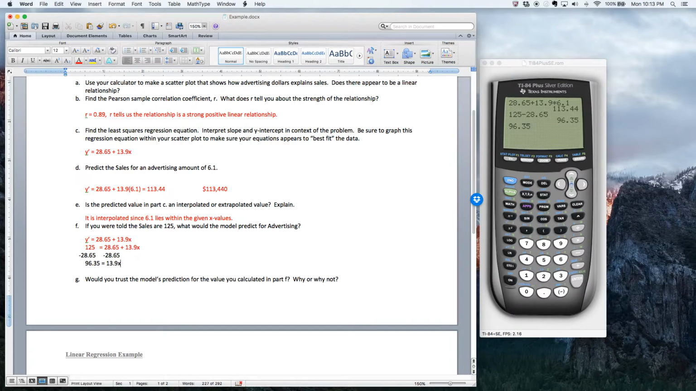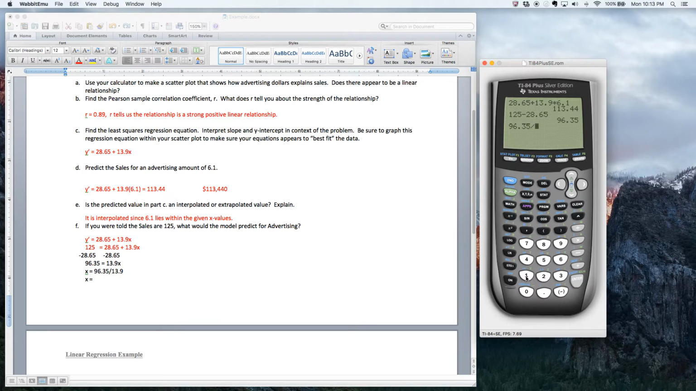13.9x. And by now you should know, there's no way I'm going to be able to show this in Microsoft Word, but to do this, I want to divide both sides by 13.9. So x equals 96.35 divided by 13.9. We'll do this on our calculator. So 96.35 divided by 13.9 would be about 6.93.